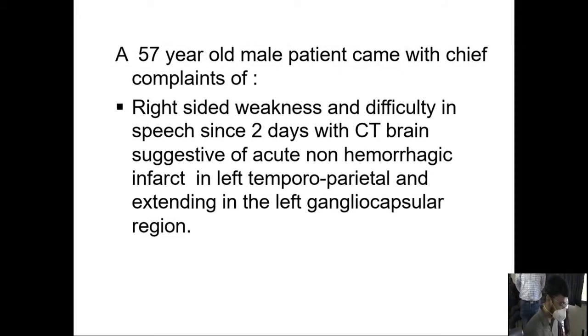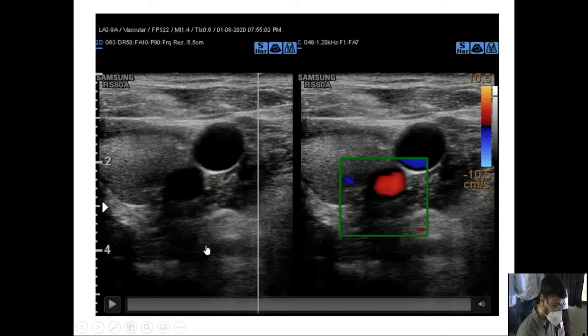So good morning everyone. There was a 57-year-old male patient who came complaining of right-sided weakness and difficulty in speech since the last 2 days, for which the CT brain was done, which was suggestive of an acute non-hemorrhagic infarct in the left temporoparietal region, extending into the left gangliocapsular region. Subsequently, the patient was advised a carotid Doppler.